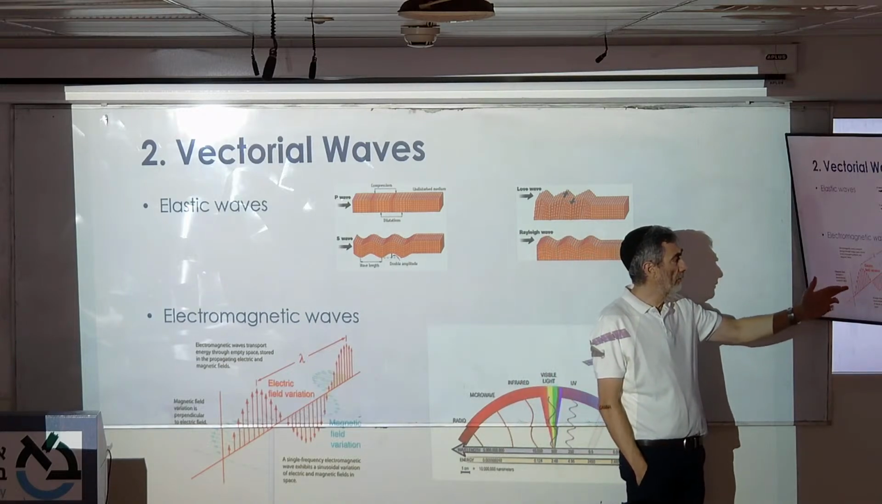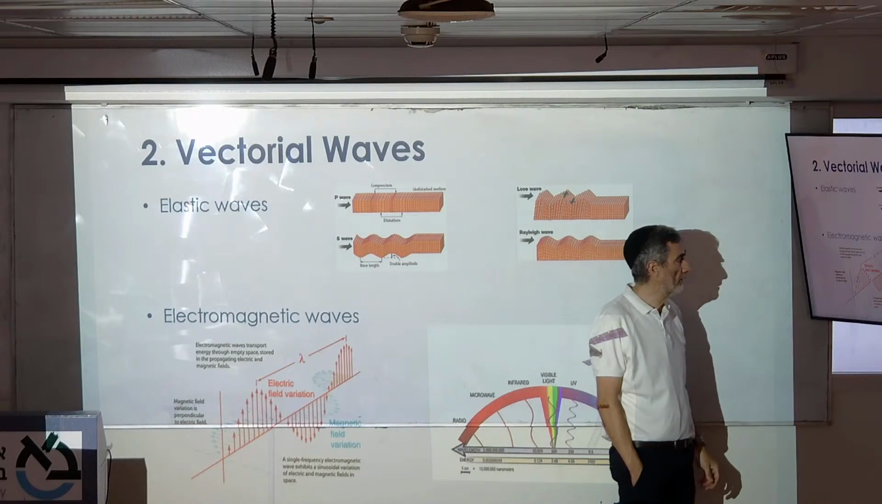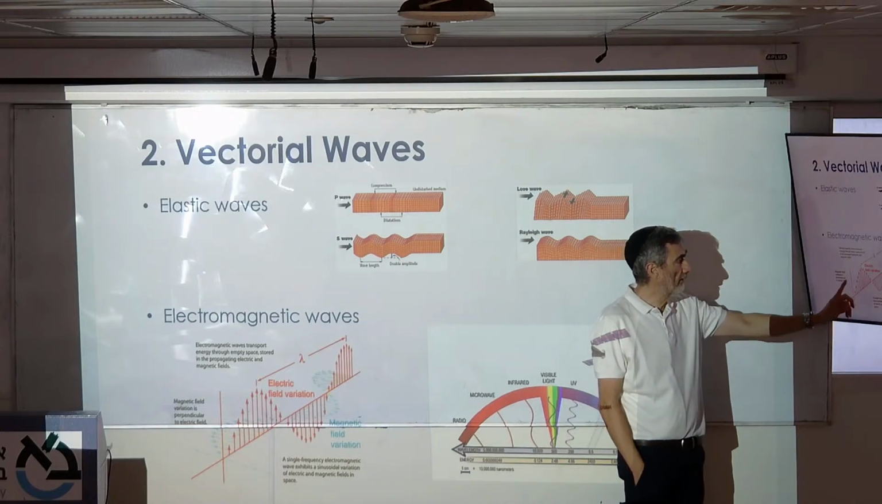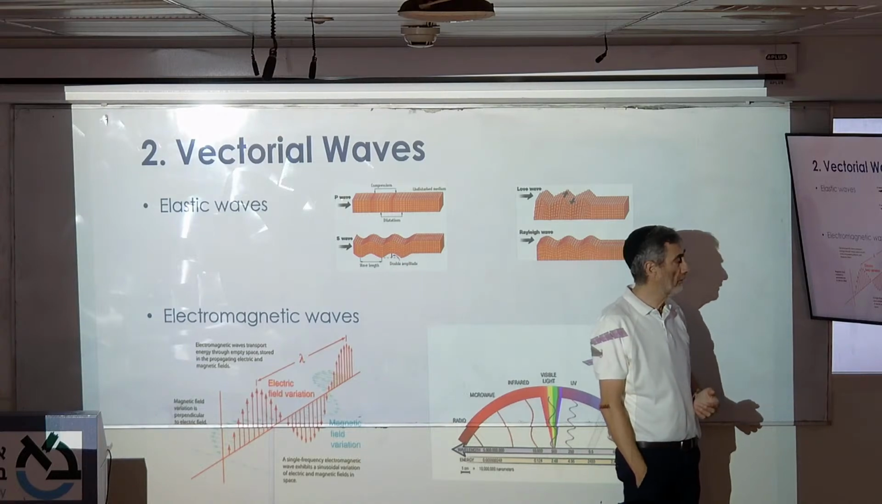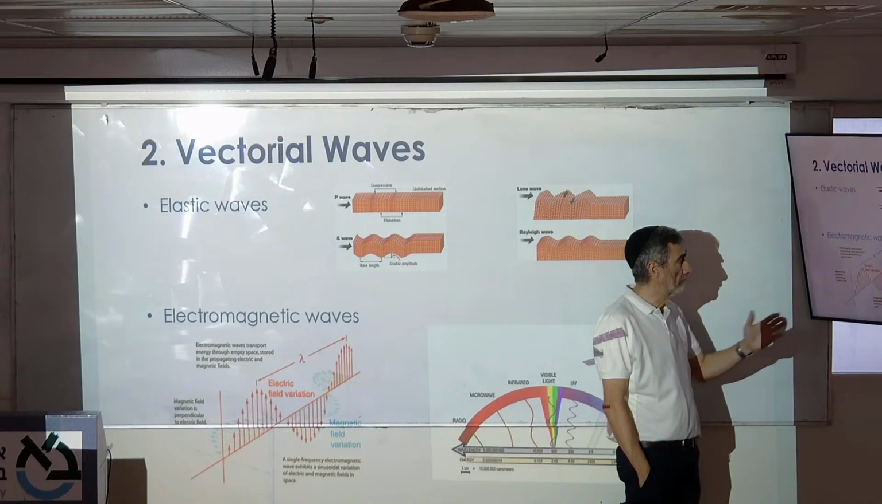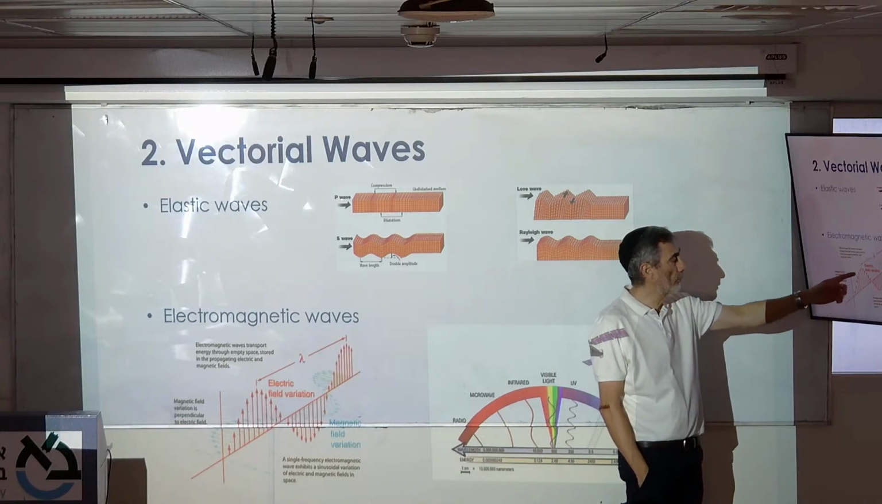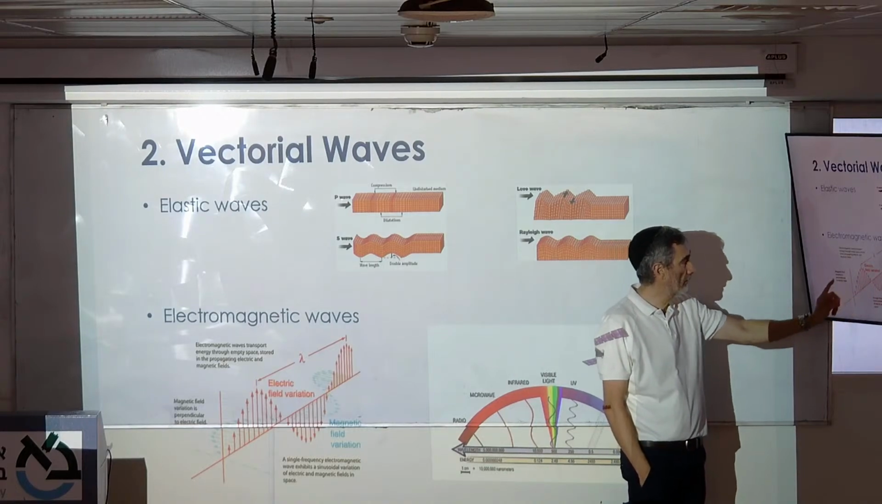The E field and the B field are orthogonal with each other. Okay, and the direction, let's say, of the E field here defines the polarization of the wave. So in that case, we have a linearly polarized wave in that direction.